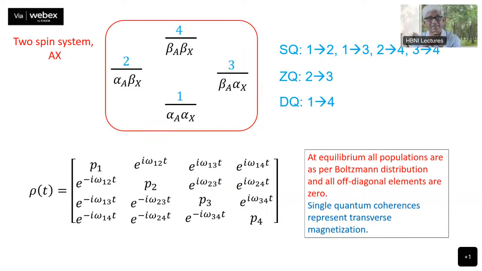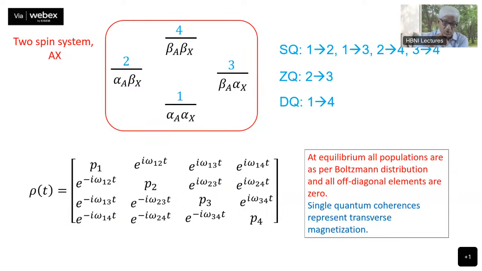That was a generalized case. Here I have only two spins. In the two-spin system AX, how many energy levels are there? There are 4 energy levels. I represent these as alpha A alpha X, beta A alpha X, alpha A beta X, and beta A beta X. These are the 4 energy levels. This we all know.